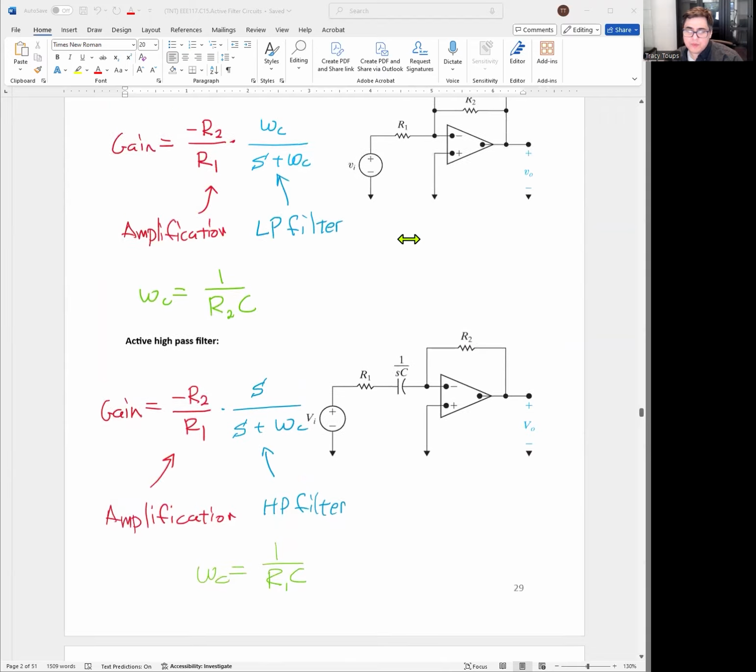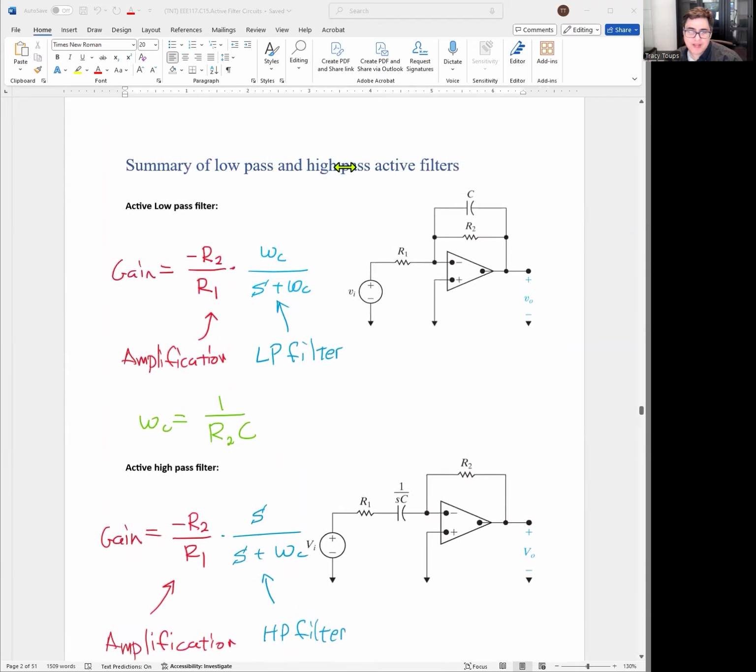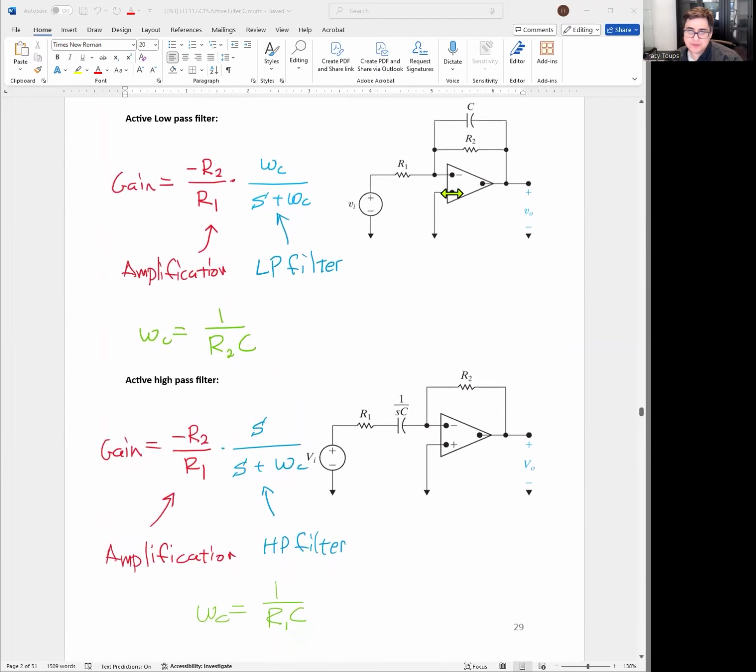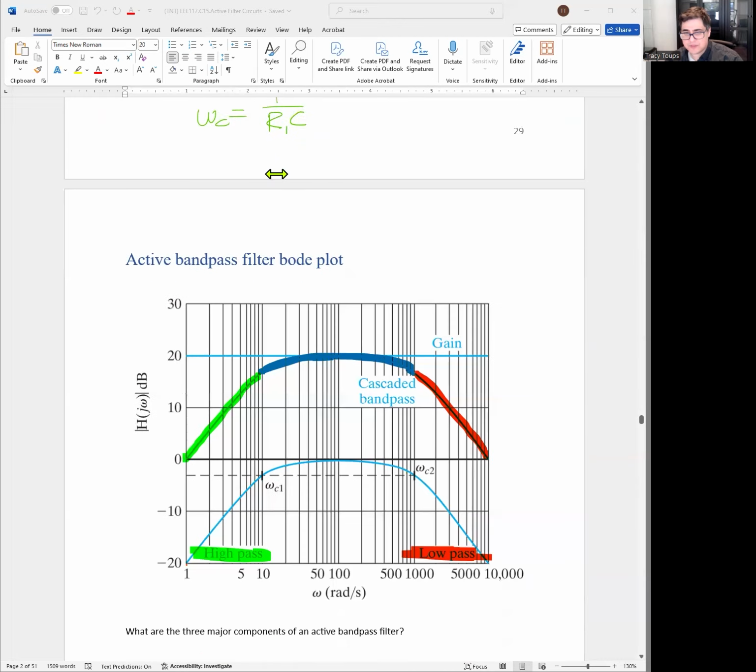Just to give you a reminder of where we were last time, we talked about low pass and high pass active filters. You see two circuits here. We're using op amps with some resistors and capacitors to create that filtering effect in addition to an amplification stage. So typically it has a gain, an amplification and a filtering stage. Okay, so we have high pass and low pass filters done.